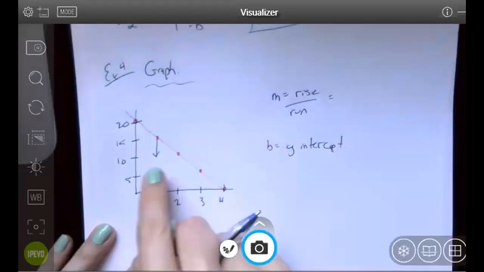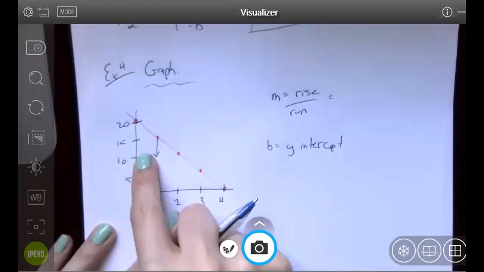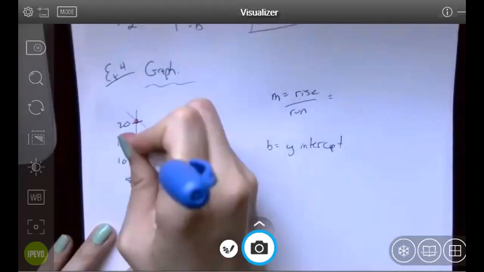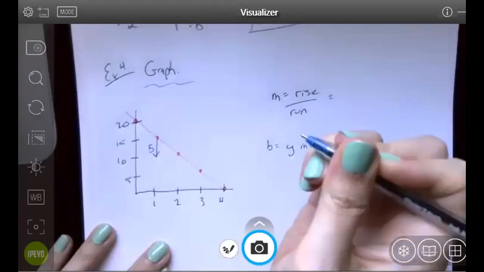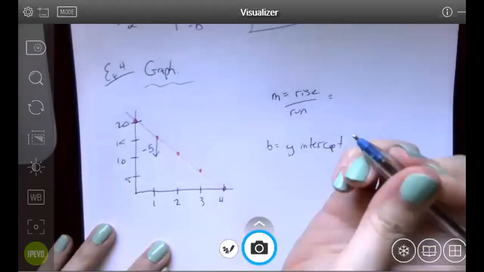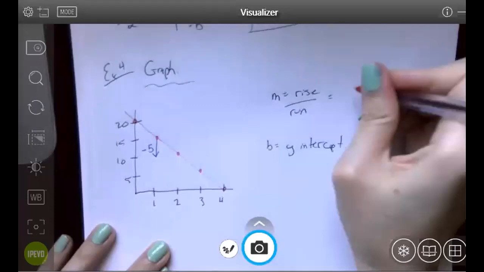So that is my rise. And I've gone from 15 down to 10. So I have gone down by 5. In order to show that it's down as opposed to up, we represent that as a -5. So our rise is -5.